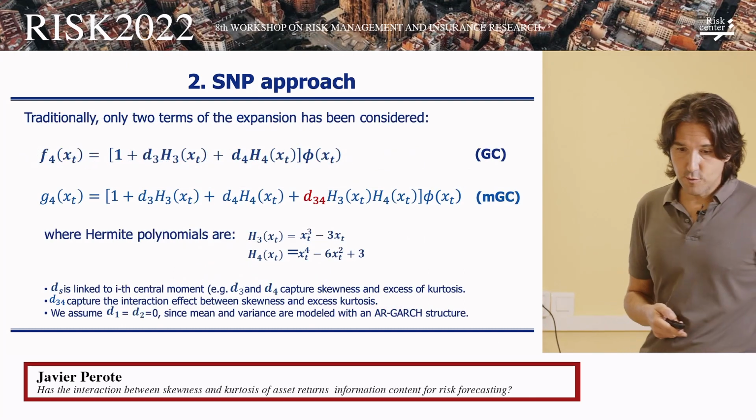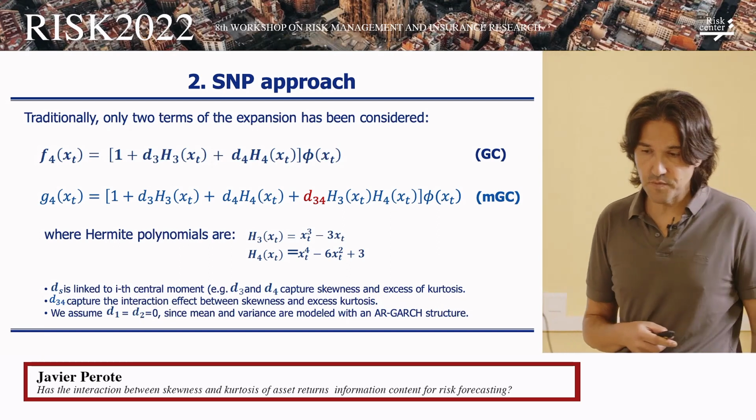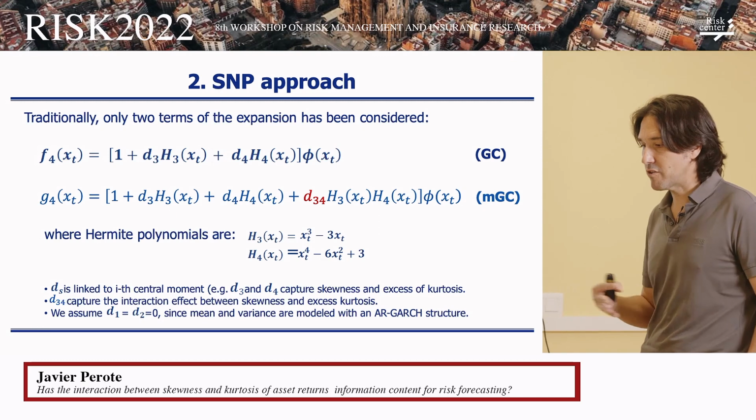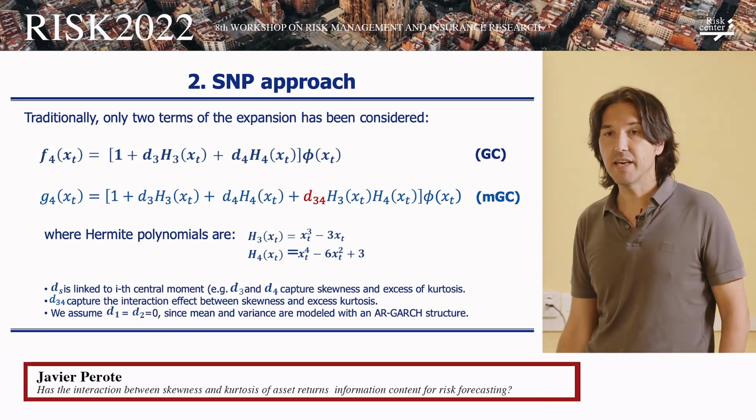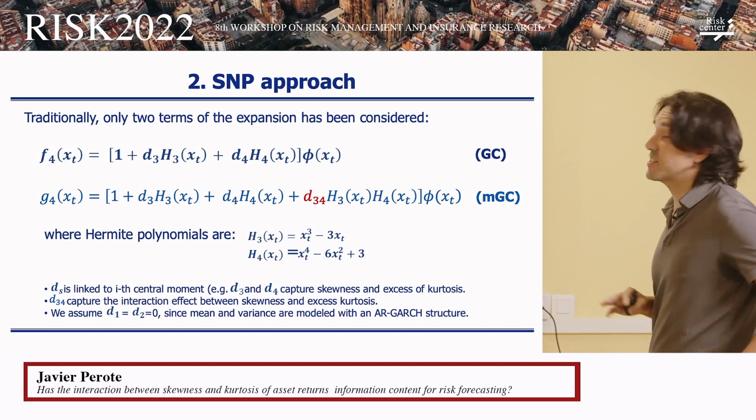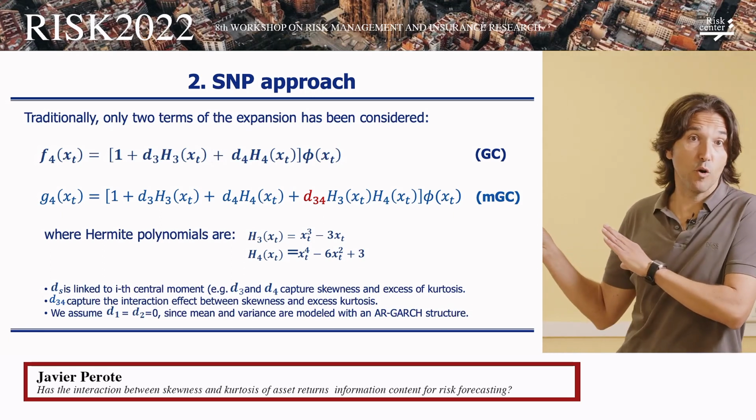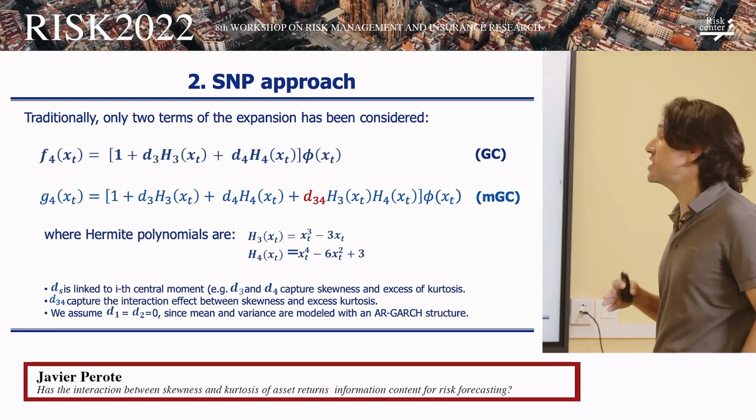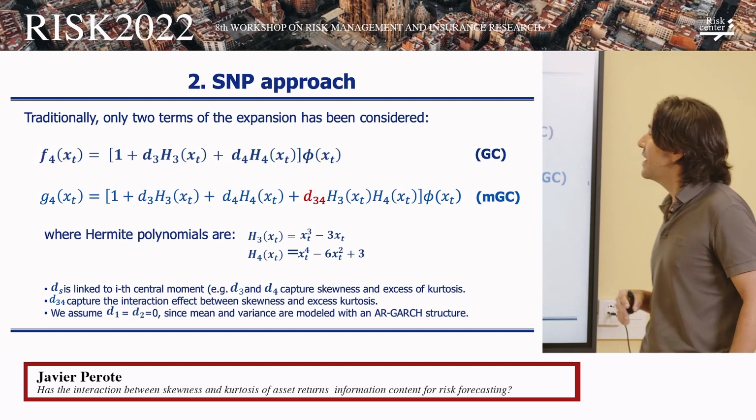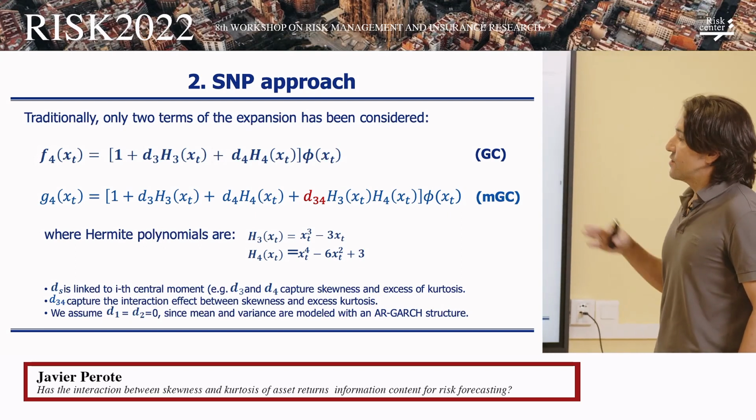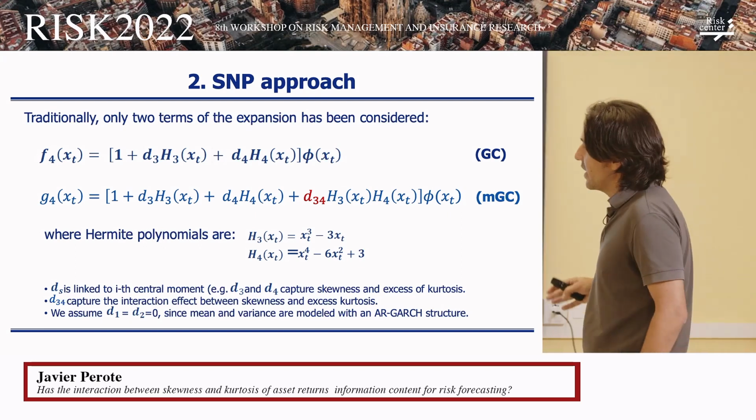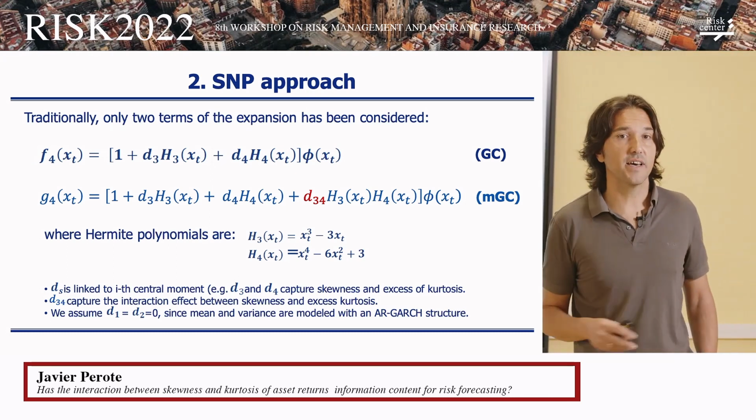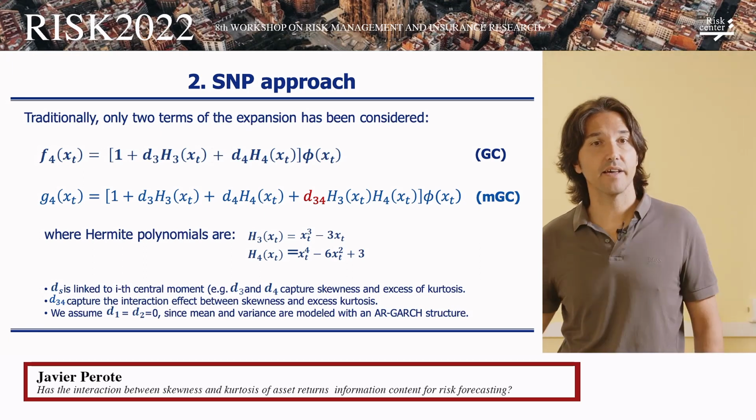Okay, just to show this issue, if there is some information content on these cross parameters, let me take the simplest case, the case that is the most used in financial applications, in which the Gram-Charlier distribution is expanded just up to the fourth term. And just for considering the standard case, we are imposing that D1 and D2 are zero, so these densities have zero mean and unit variance.